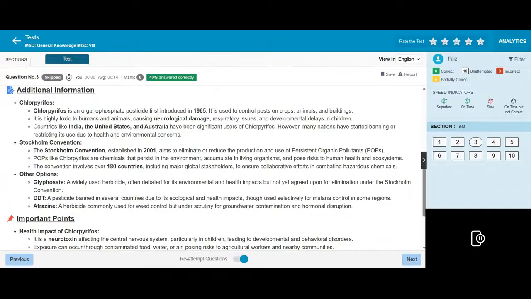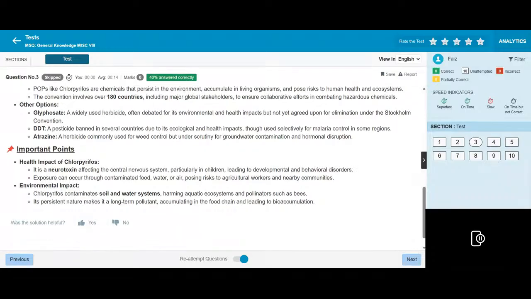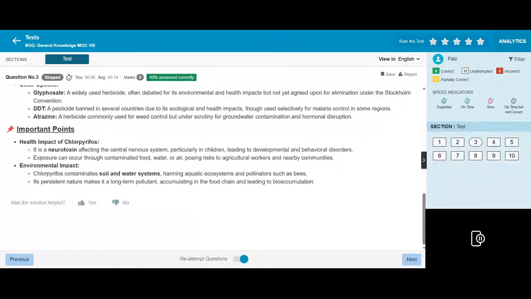The aim is to eliminate the use, production, and release of persistent chemicals that remain in the environment. Glyphosate is another widely used pesticide. The pesticide ban will contribute to a healthier ecosystem and reduce exposure of the environmental system.